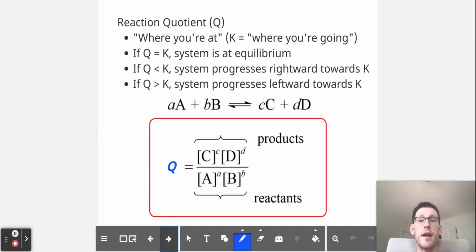If Q is less than K, you have not enough products over too many reactants, and so the system will progress rightward, consuming reactants and forming products until you satisfy K. If Q is greater than K, it means the system has too many products over too few reactants, and the system will have to shift leftward until K is satisfied.